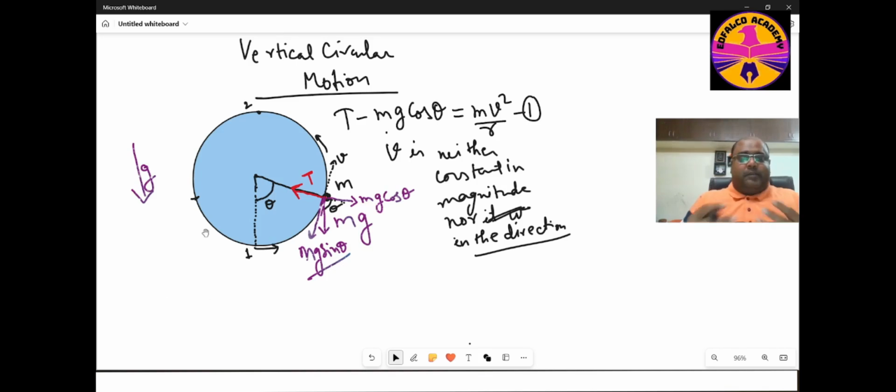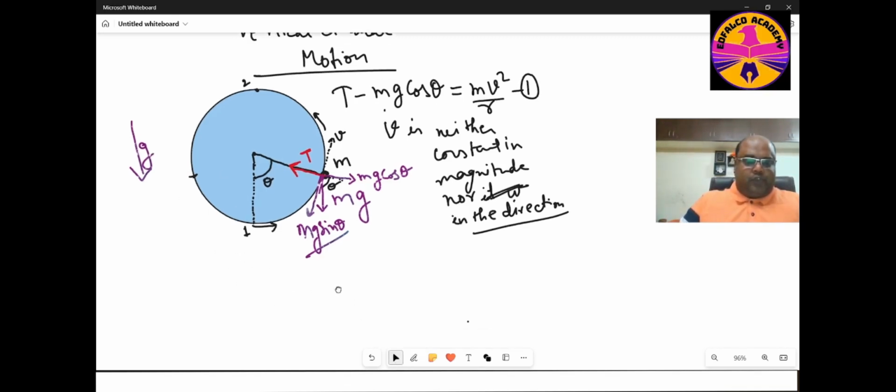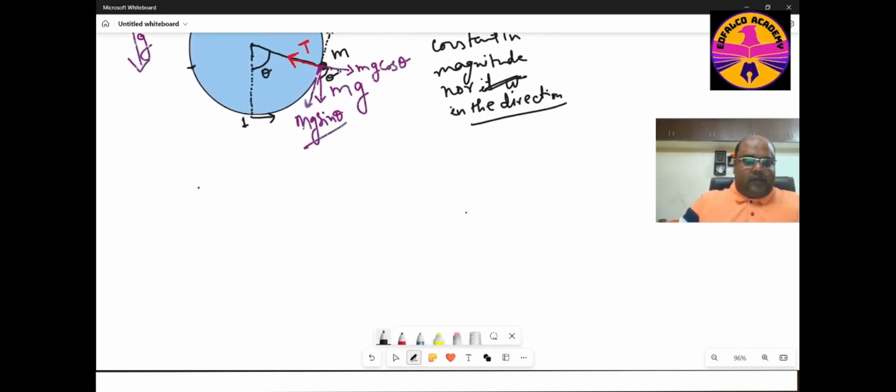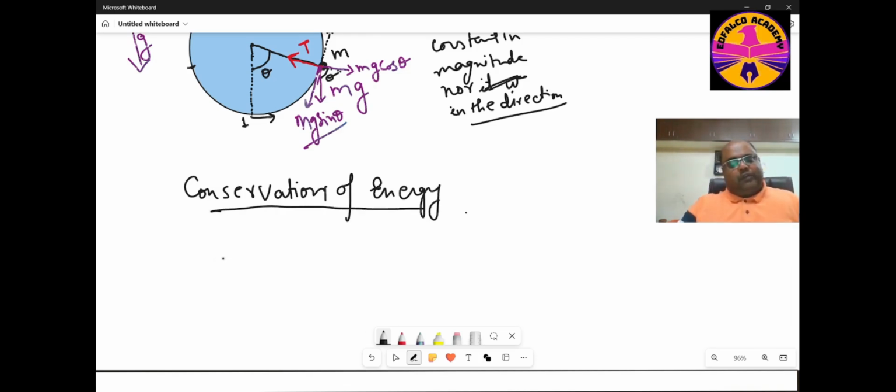Now let's talk about another important aspect, which is the energy. Is energy being conserved here or is it not conserved? If it is conserved, why? And if not, why? So we will discuss the topic called conservation of energy and try to understand whether it holds good here or not. But before that, we should understand whether the conservation of energy can even be applied here or not, right? So the topic is conservation of energy.